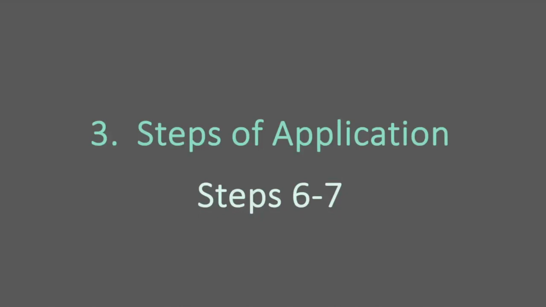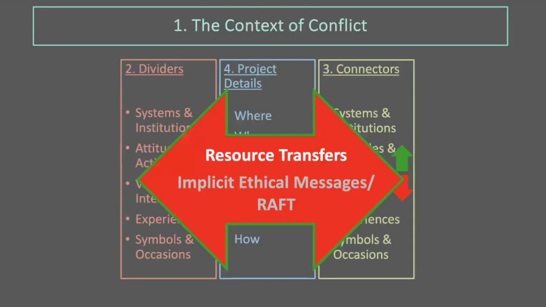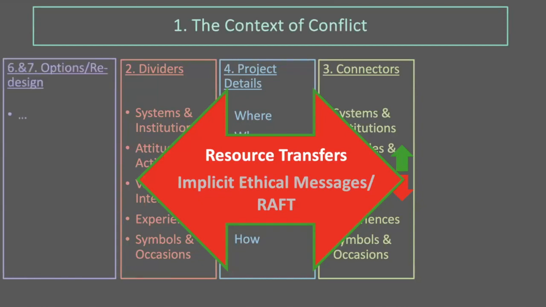We will now look again at step 6 and 7, so the last steps of the application of the Do No Harm framework. So we've already said, once we've identified that our project details might have negative impact by reinforcing dividers or weakening connectors, we need to develop a list of options. So once we have identified that our project details have a negative impact on the context of conflict through strengthening dividers or weakening connectors, we need to develop options for those project details. So how can we do things differently?